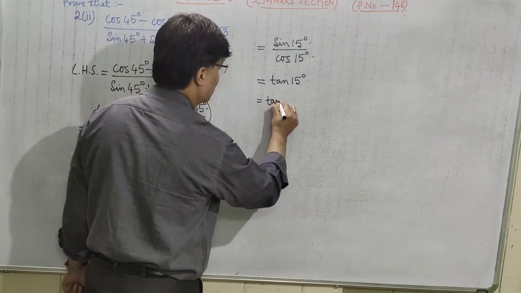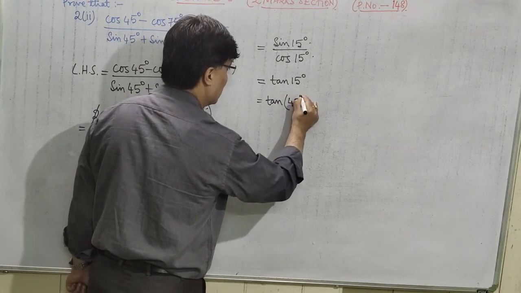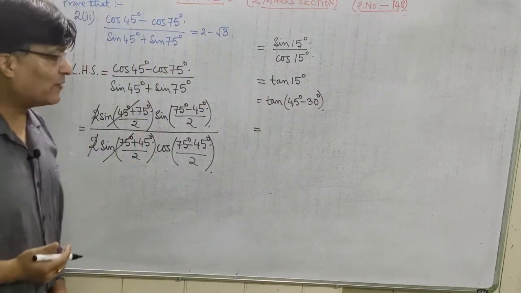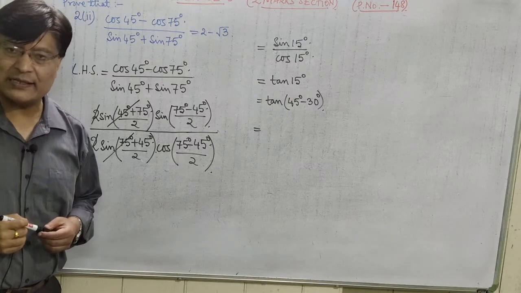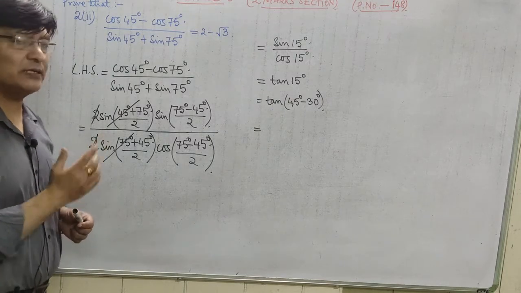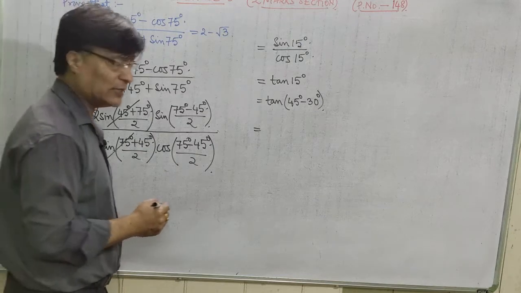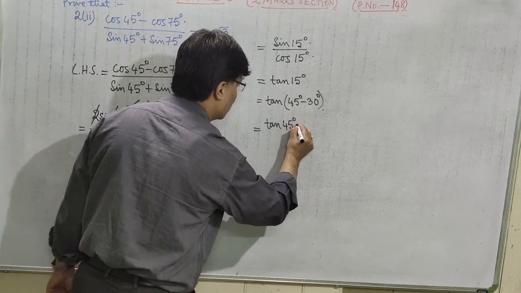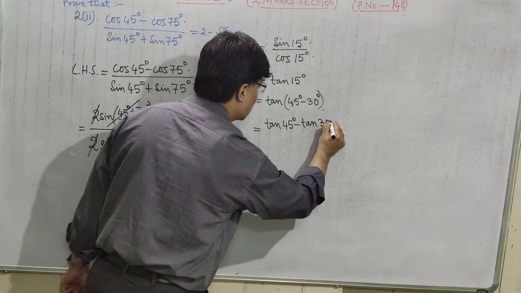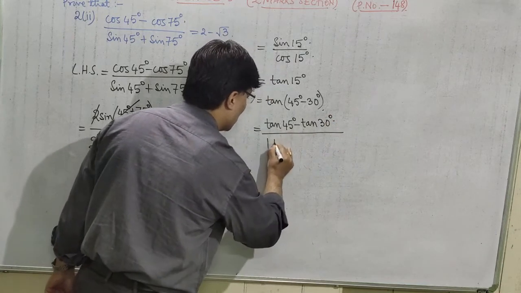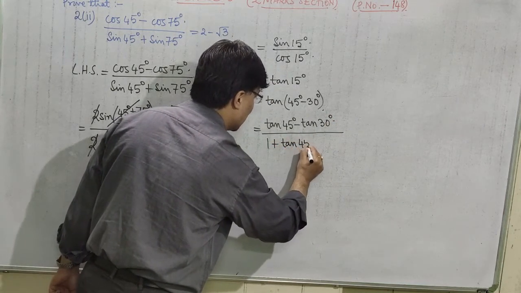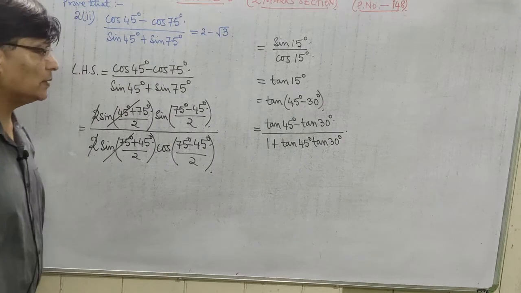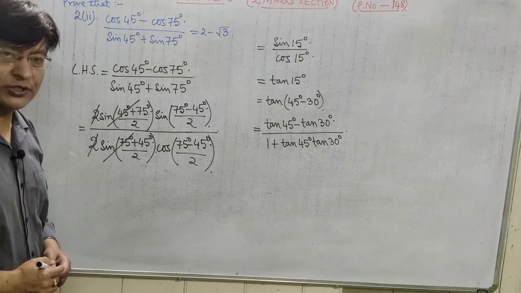So tan of this 15 degree can be written as 45 degree minus 30 degree, isn't it? So we can convert this tan 15 degree in terms of compound angle form, that is tan of (A minus B). This 15 degree can be written as 45 minus 30 degree. So this is tan of (A minus B). What is the formula? Tan A minus tan B divided by 1 plus tan A tan B, that is tan 45 degree minus tan 30 degree divided by 1 plus tan 45 degree tan 30 degree. Is it clear now?